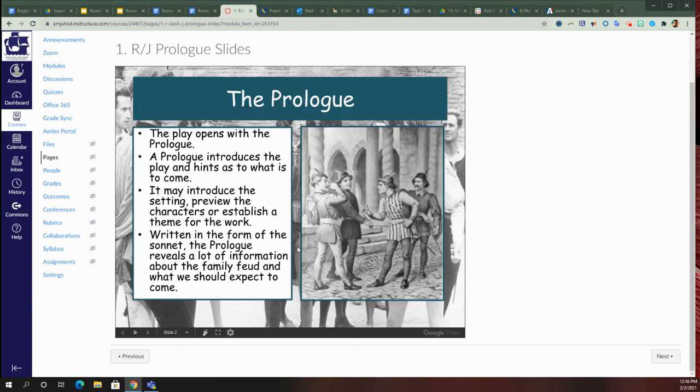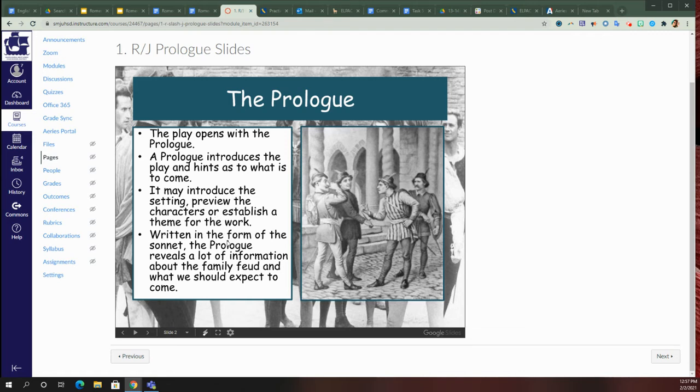And then to learn a little bit more about the prologue, we're going to break down exactly what it means for something to have a prologue in general. So the play begins with this prologue, which introduces the topic of the play and hints at what is to come. As I mentioned, this is what we call foreshadowing. A prologue may introduce the setting, preview the characters, or establish a theme, which is the author's message for the work.